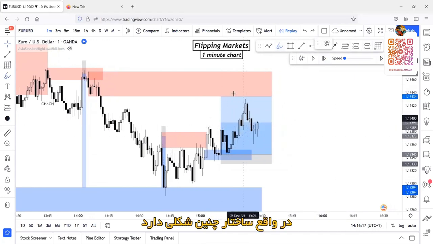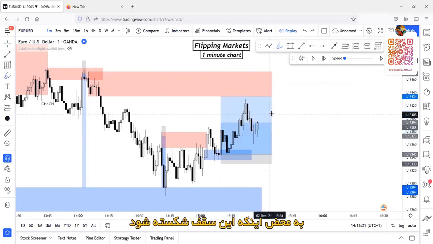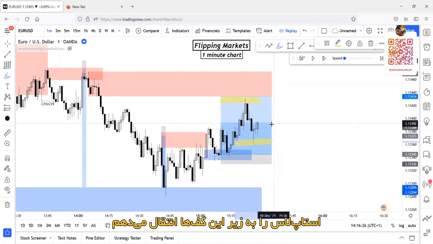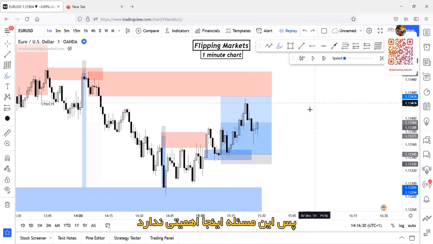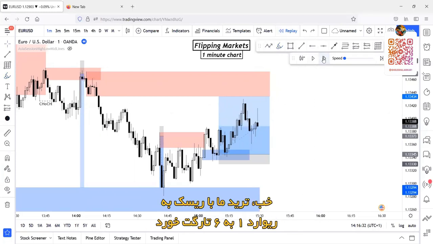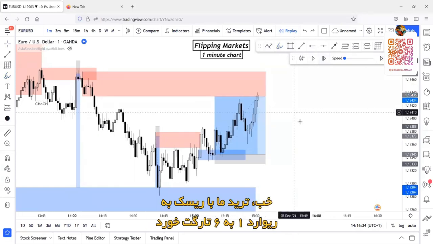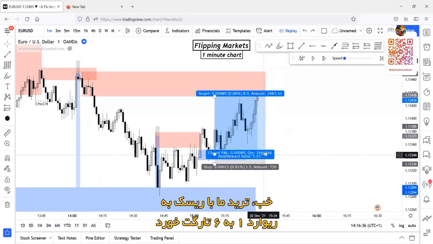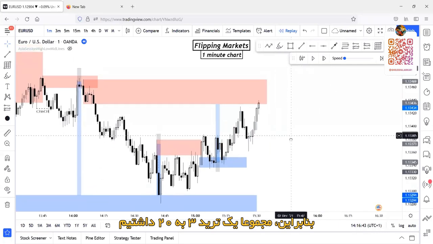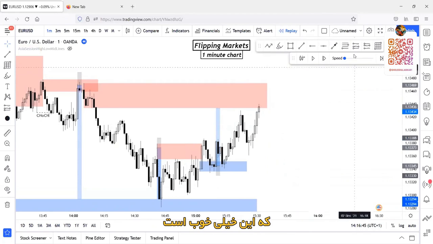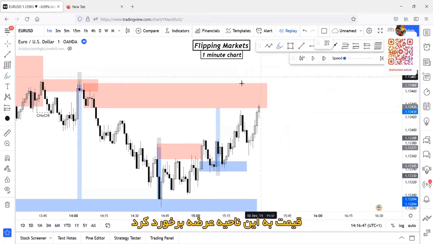Okay, so actually the structure looks like this. As soon as this high breaks, I will set my stop loss under these lows. But if this high breaks, it just hits TP, so it doesn't really matter. Let's see. Okay, and TP hit for 1 to 6 risk reward. So far we are up almost 3 to 20 risk reward. So that's really good. Let's see, price just stepped into this supply zone.